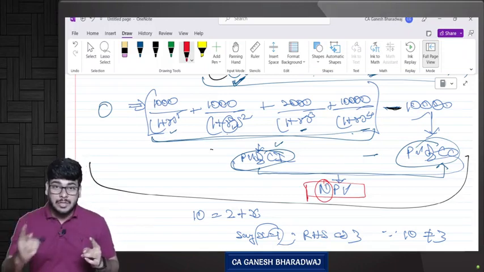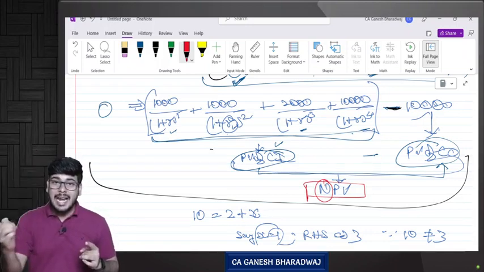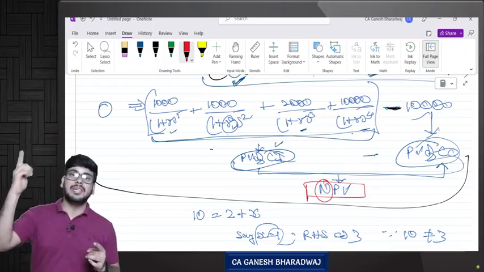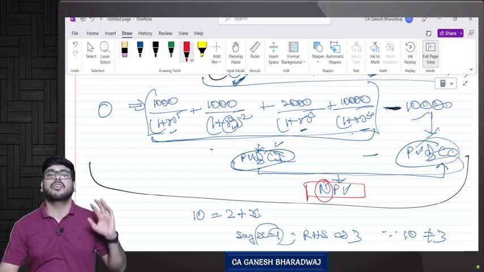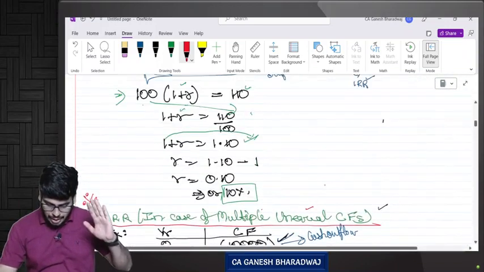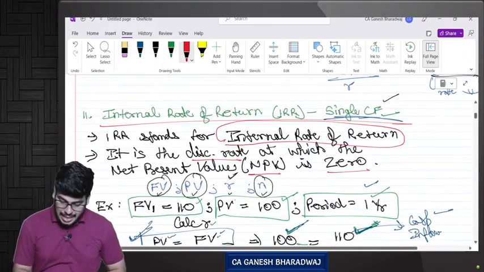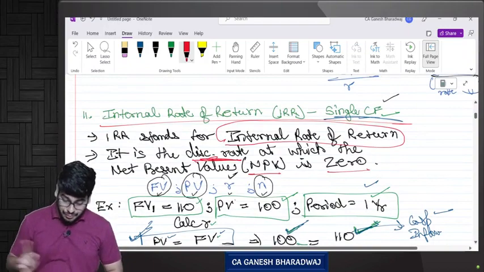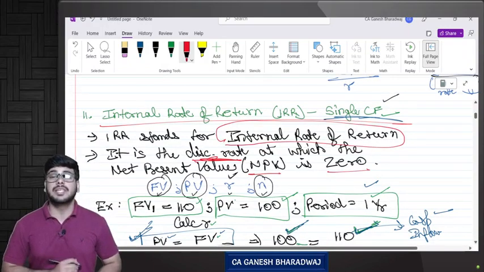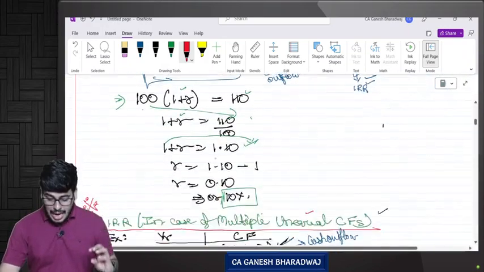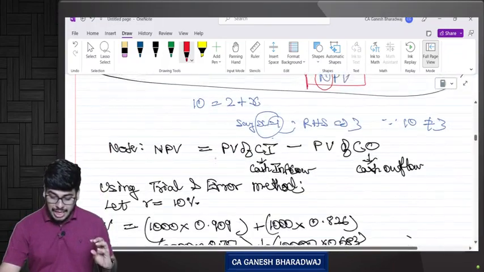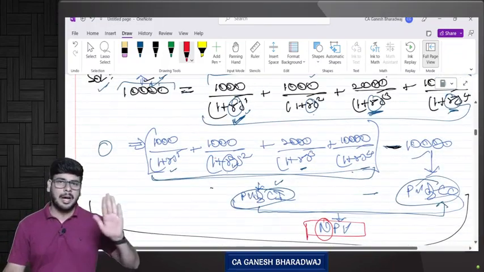So this is why I said earlier, the rate at which my NPV is equal to 0 is called IRR. I told you earlier. Can you see this? IRR is the discount rate at which my NPV is 0. Are you clear with this? IRR is the rate at which NPV is equal to 0.